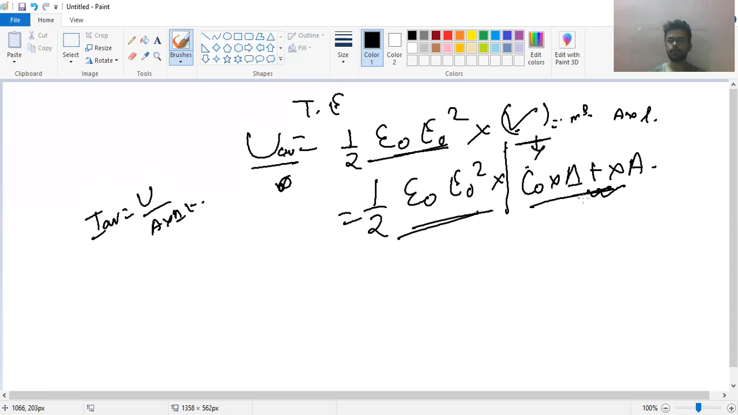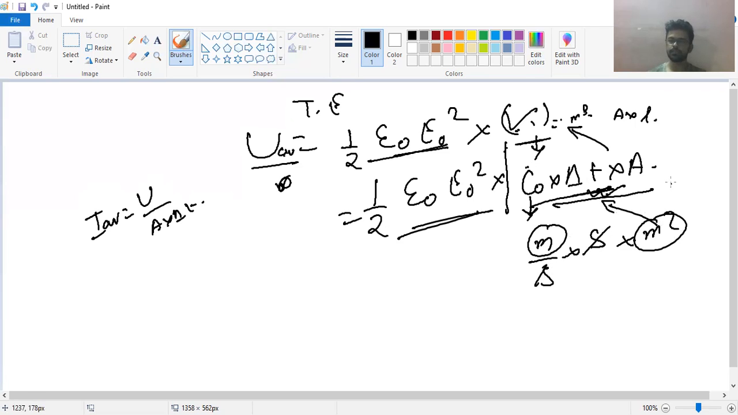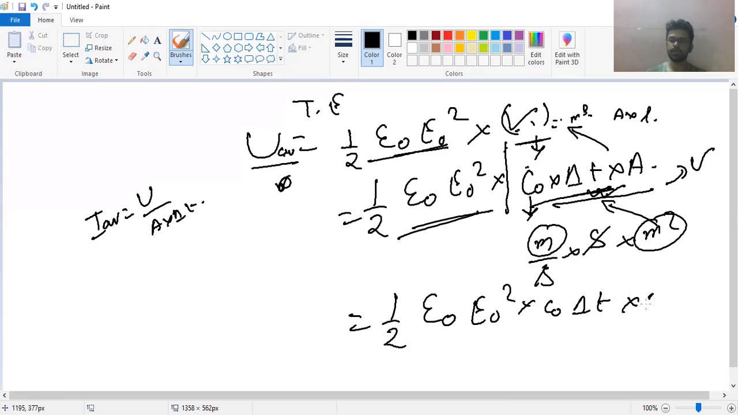How is this expression fitting volume? I can write it like this. Look, c is velocity, meter per second, into delta t, which is second, into area, meter square. Ultimately it is meter cube. Dimensionally it is equal to volume. Right? Accepted? So 1 by 2 epsilon naught E naught square into c naught delta t into area.